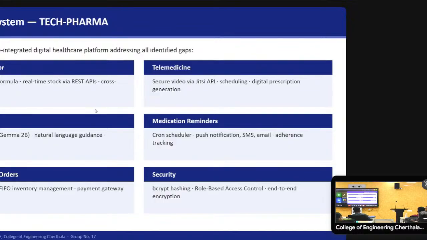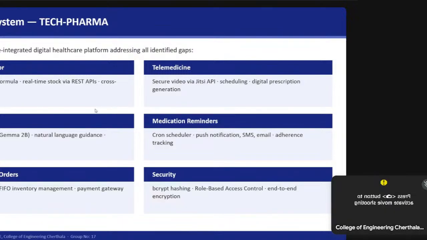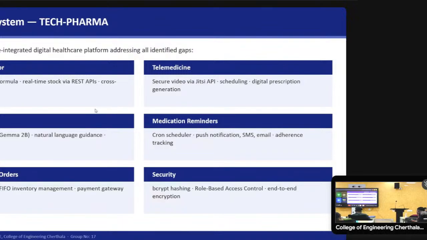In the proposed system, Tech Pharma solves all these issues by integrating multiple healthcare services into one platform. It includes a medicine locator using GPS and Haversine formula to detect the nearby location of pharmacies, and secure telemedicine using Jitsi API. Application, SMS and email, online ordering with secure payment, and strong security with bcrypt hashing and role-based access control.